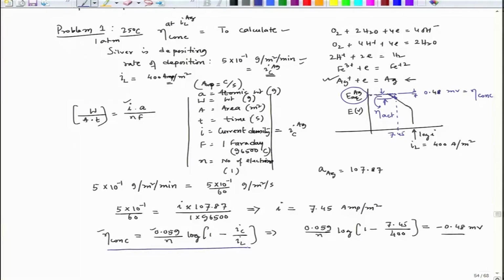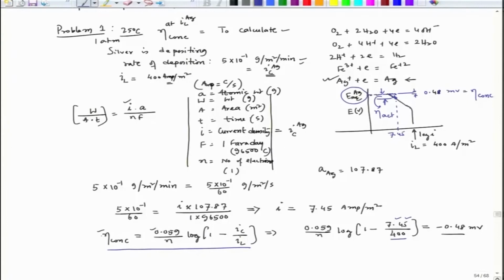So, this is one sort of problem, but you just try to put different current values and keep going towards close to this IL, which is 400 ampere per meter square. You will see that unless the current reaches close to that 400 ampere per meter square, the influence of the increase in current will be a very small change, again because of this very equation. Now, this is one problem on the cathodic polarization part.